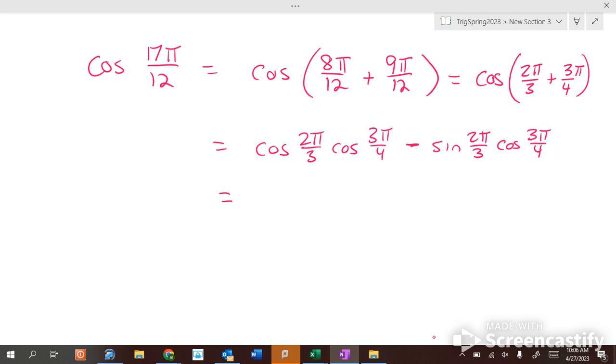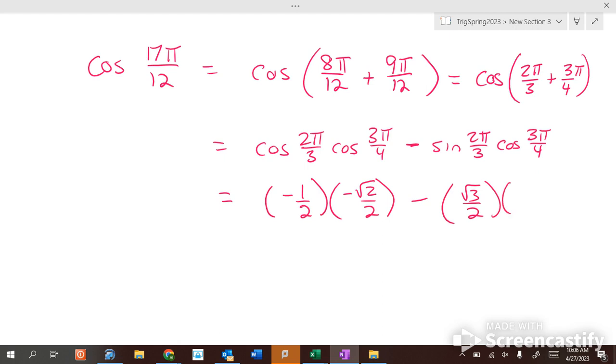All right. So, what's cosine 2 pi over 3 on your unit circle? Negative 1/2. Cosine of 3 pi over 4? Negative square root of 2 over 2. Minus sine of 2 pi over 3? Square root of 3 over 2.